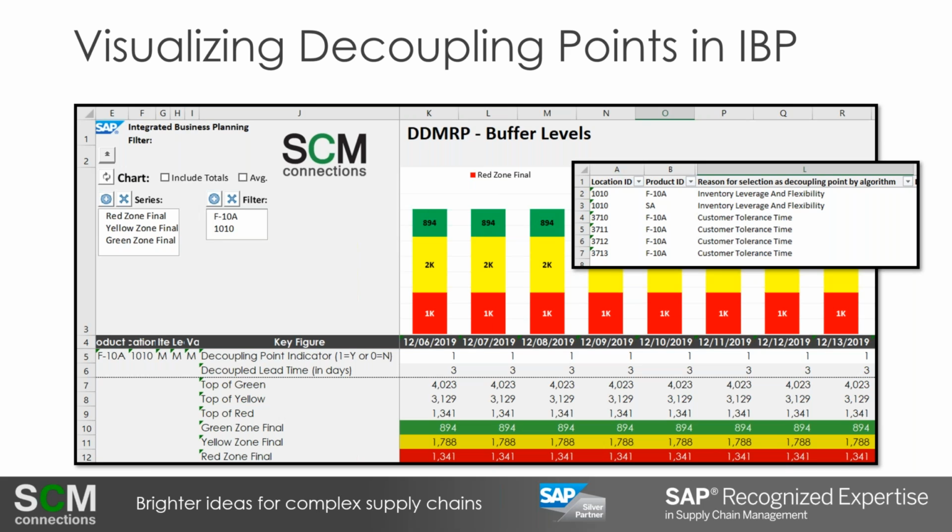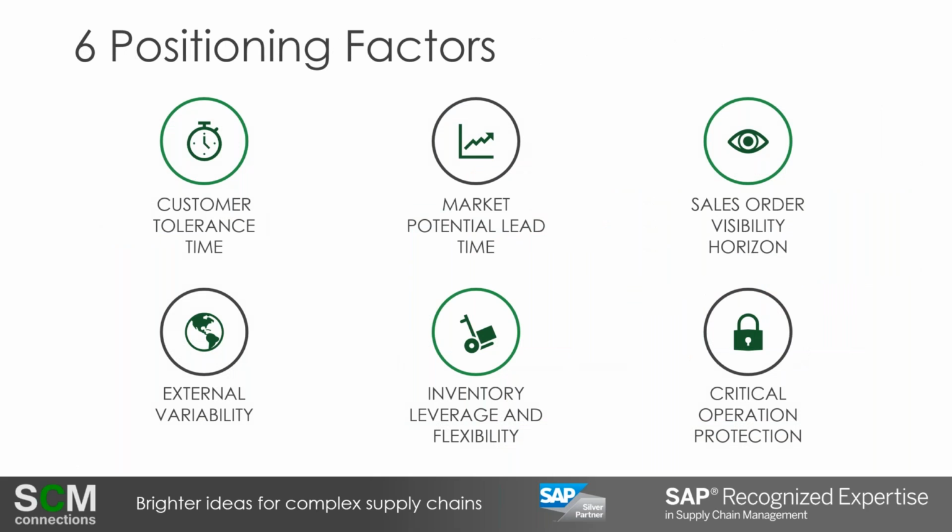And in our next webinar, this is where we're going to focus on that first component of the demand-driven operating model, which is where to set our strategic decoupling points. And to set your strategic decoupling points, it usually comes down to 6 positioning factors, which can be automated and accounted for in IBP's DDMRP functionality.